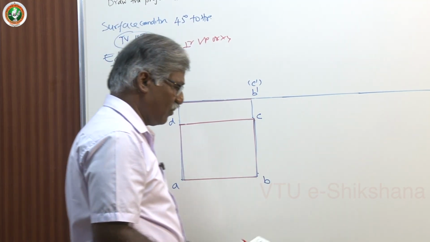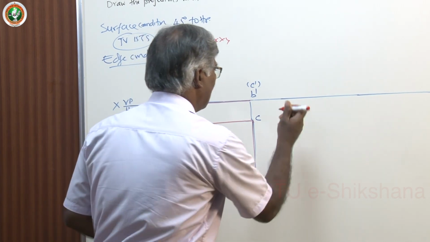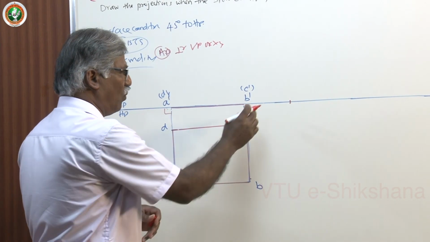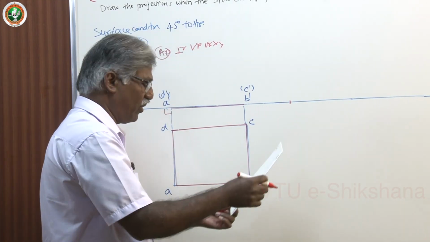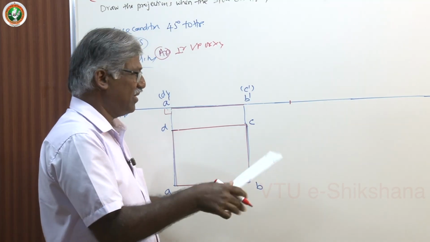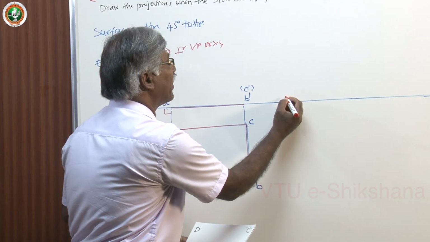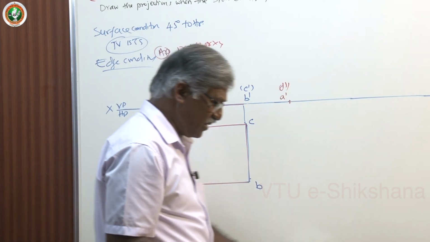While working manually, you have to mark the point nearby, leaving a sufficient gap of around 1 or 2 centimeters. Then you have to rotate about the edge AD. If you look from the front, that gives a point reference. This is A dash, D dash.